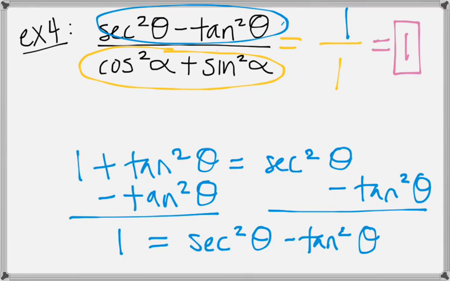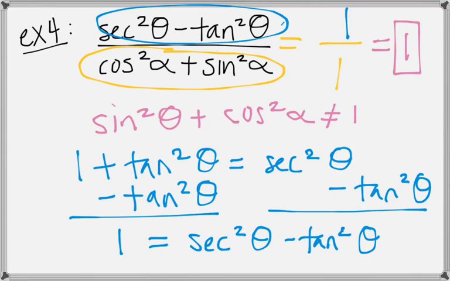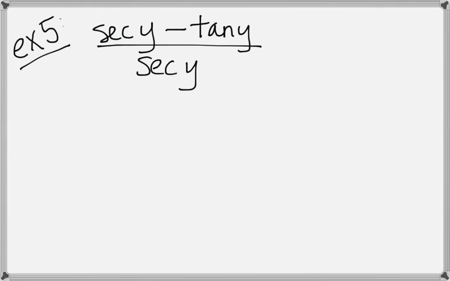Now, one thing that is not true, you can't say the sine squared of theta plus the cosine squared of alpha equals 1. That is not true. What makes that one an issue? Alexis, say that for everybody. Different angles. We're working with different angles, not the same one. So that does not work. Never, ever, ever. Okay. Last example.